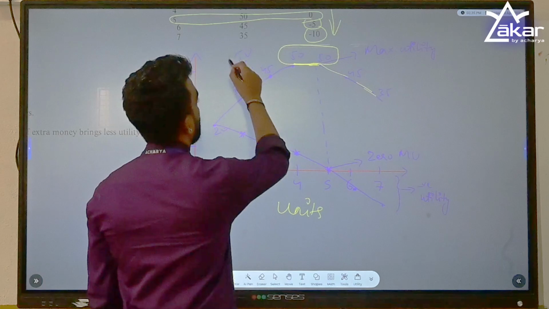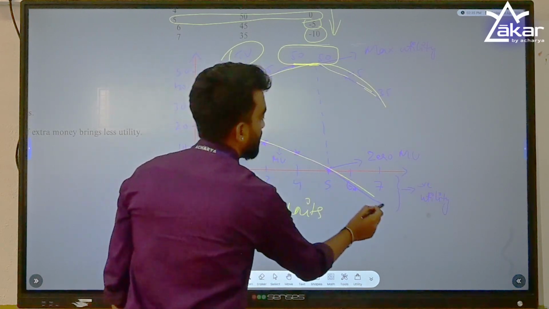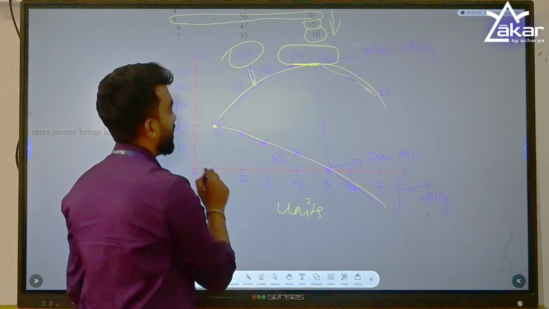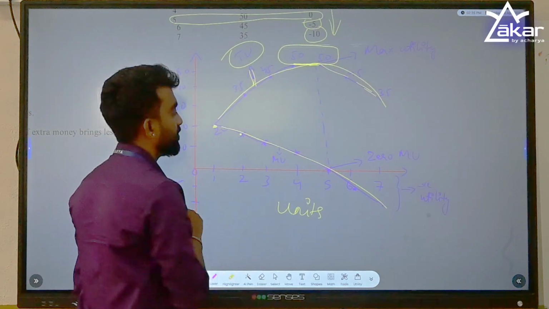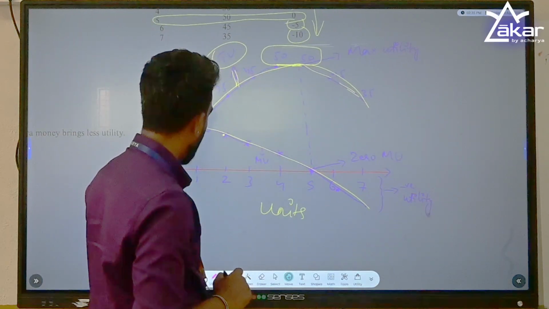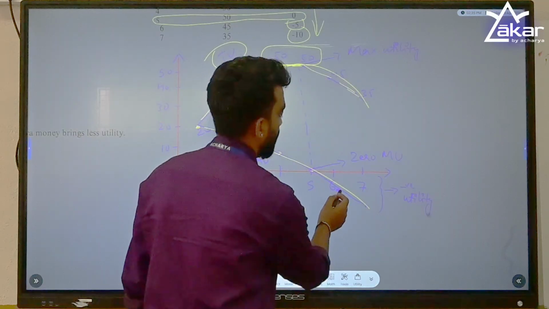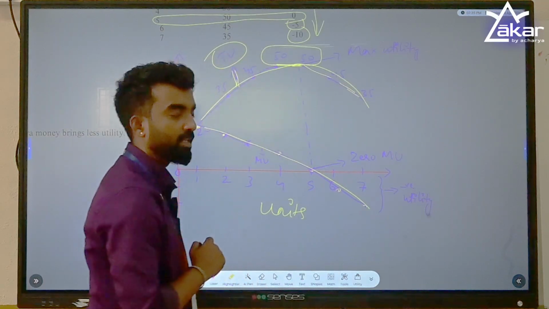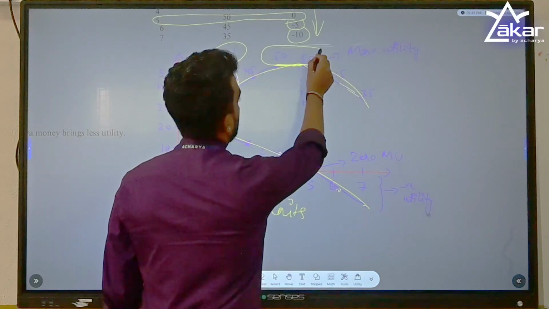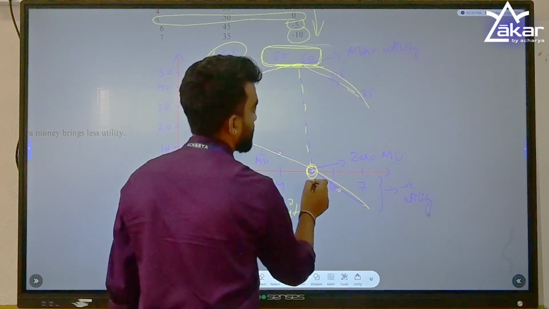So this graph represents total utility. This is marginal utility. For the first unit consumption, you will get 20. After the second, you will get 15. Then 10. Then it goes to 0. Then minus 5, minus 10. But you can see here, when the total utility was maximum, at that point, the marginal utility reaches 0.